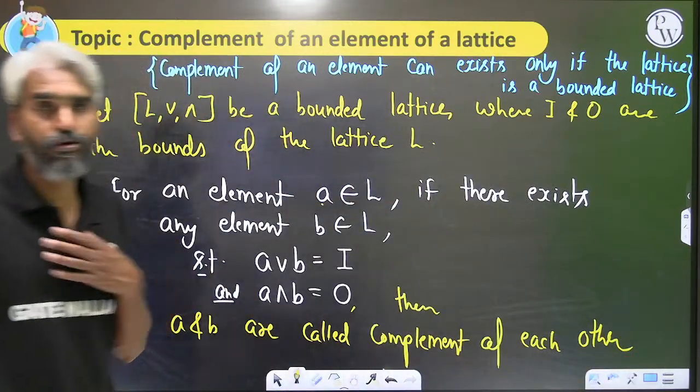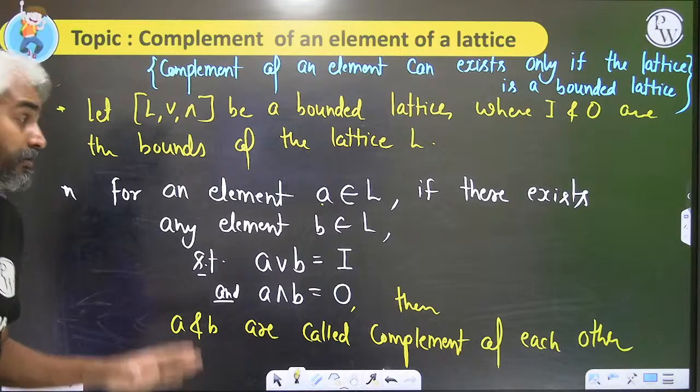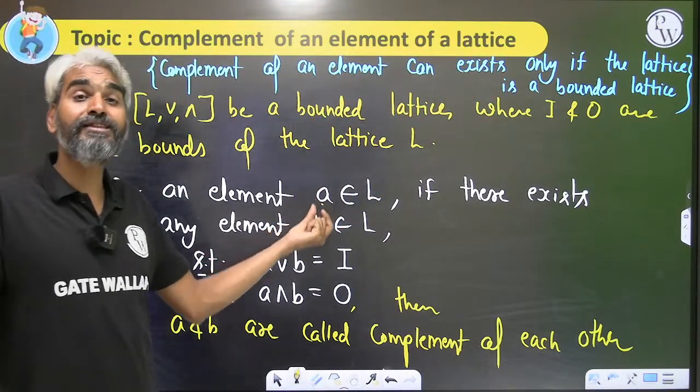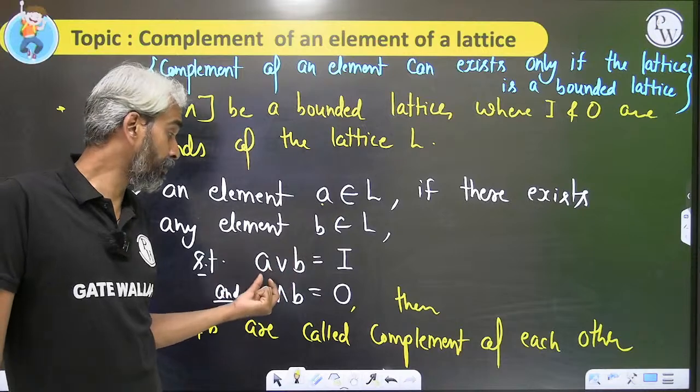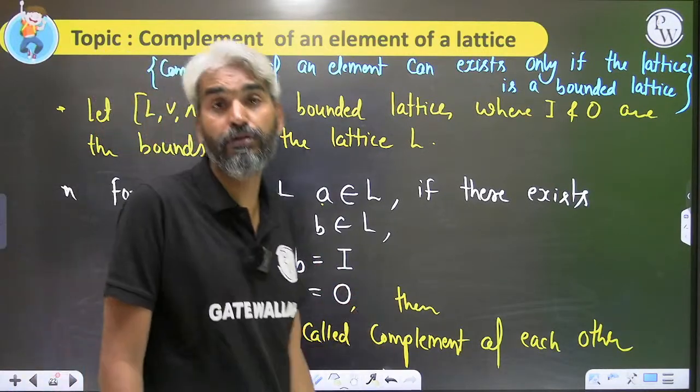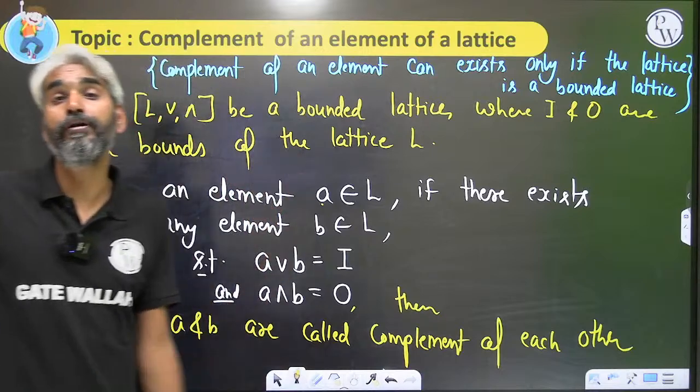Then A and B are called complement of each other. Simple. So, in a bounded lattice, for an element A, all such elements B such that the least upper bound of A and B equals I and the greatest lower bound of A and B equals O will be complement of each other.